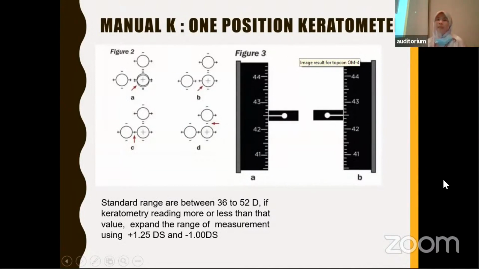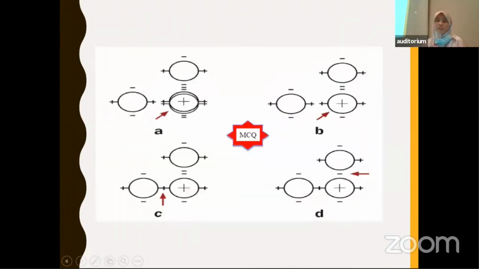This is manual K, one-position keratometer. How to do it? Practically, if you have time, make sure you come and try the keratometer. Try asking the optometrists how to do the keratometer correctly. We have to see this image. The D image is the correct one. B, it is not superimposed yet. A is the same, C is the same. They are not superimposed, with the negative and positive signs.